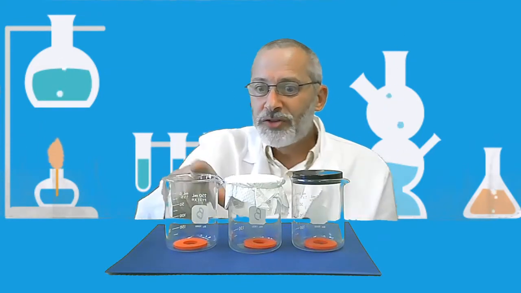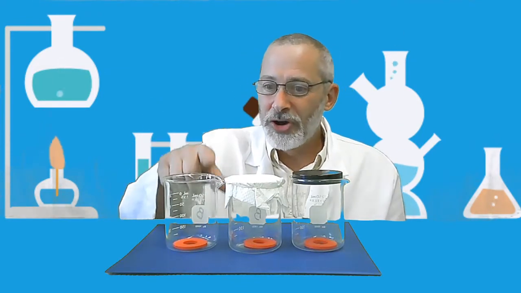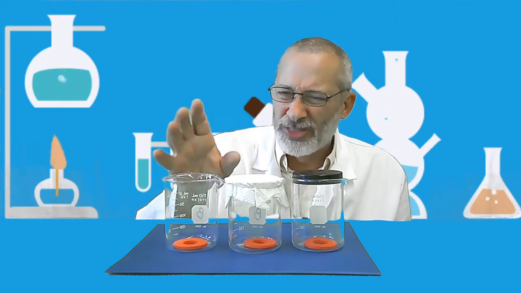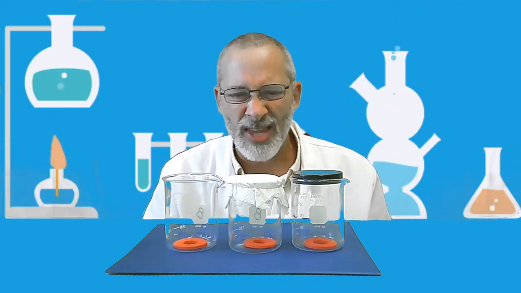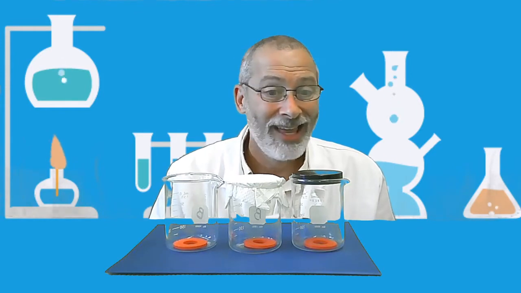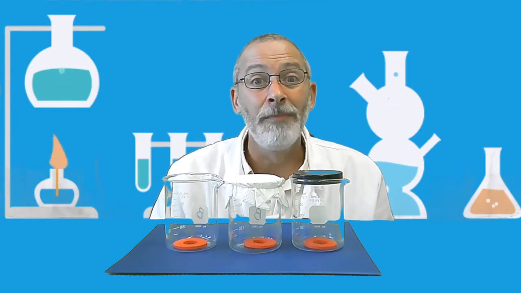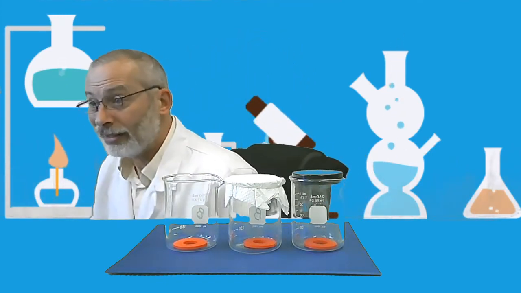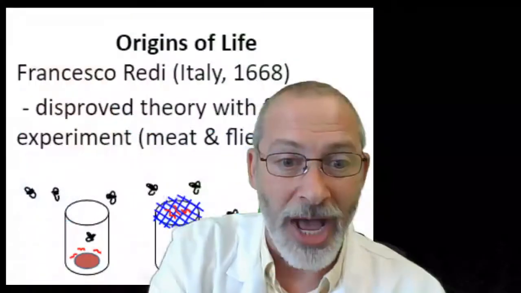Whoa! There's flies coming out of the first jar. There are flies coming off of the cloth, but they're really skinny flies off the second jar. In the third jar, nothing. Those are my observations. So what does that tell you? Well, let's go back to our notes, shall we?